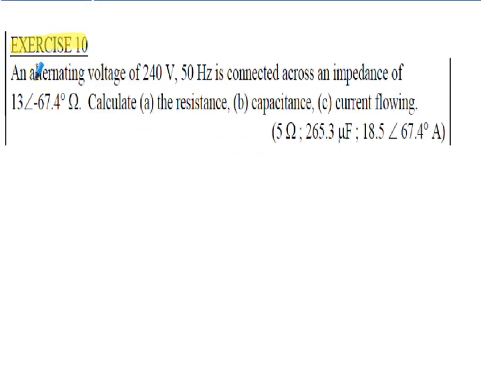Exercise 10. An alternating voltage of 240 volts and 50 Hertz is connected across an impedance of 13 argument negative 67.4 degrees ohms. We've got to calculate A, the resistance, B, the capacitance, C, the current flowing. Answers are given in the brackets on the right hand side. I encourage you to stop the presentation and attempt exercise 10 before reviewing the solutions on the following slides.